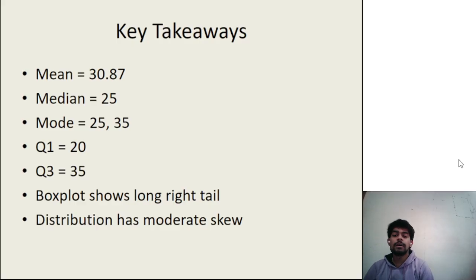So yes, our question is finished. Now the key takeaways from this question: mean is 30.87, median we have calculated, mode we have calculated, quartile 1, quartile 3, box plot shows long right tail, and distribution has moderate skew. So that completes the analysis of the faculty mentoring feedback dataset, and that brings us to the end of our second video.